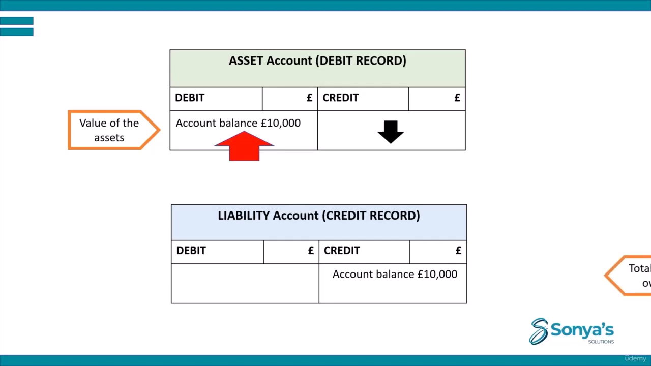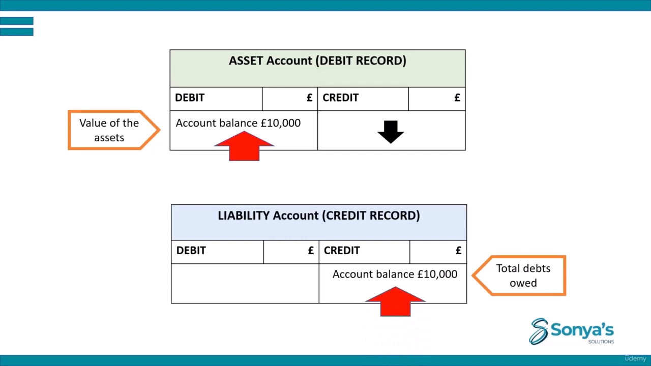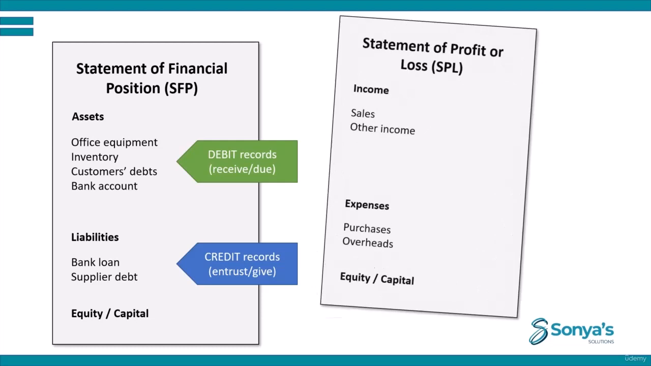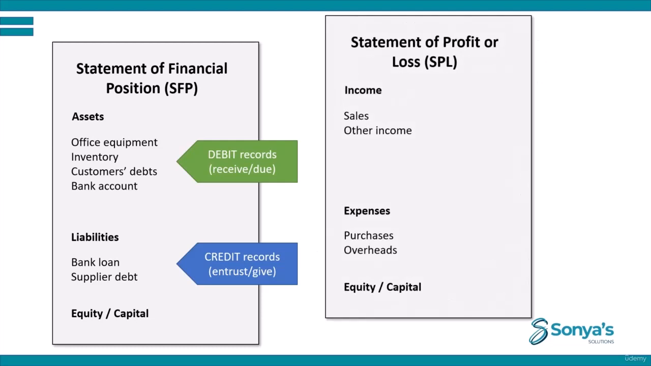The opening balance on a liability account shows the total amount of debt the business owes, and it's on the credit side. Further credit entries increase the account balance, the amount of debt owed. Debit entries will have the opposite effect and decrease it. In the next two lessons, we're going to be learning about how to account for income and expenses, which are recorded in the statement of profit or loss and are used to calculate profit or loss.